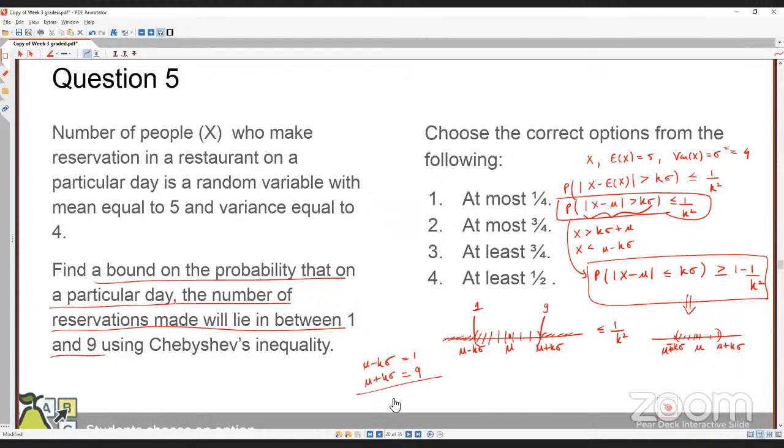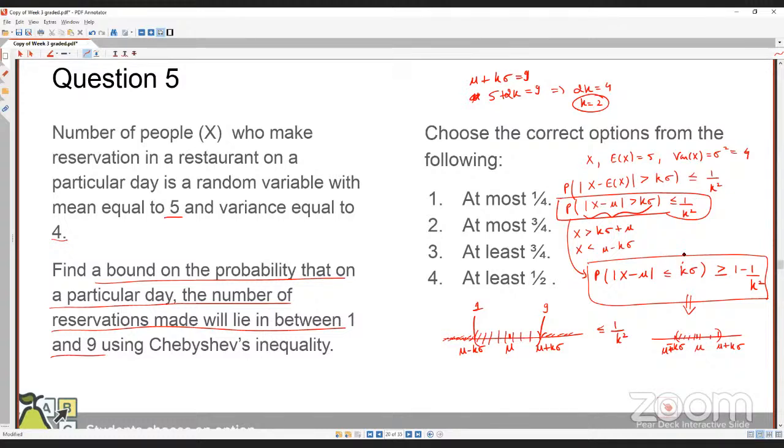Now let's solve this. If I solve this, I will get 2 times mu equals 10, so mu becomes 5. Sorry, mu we already know it is 5. We just have to find K, right? So mu plus K sigma should be 9. We know mu is 5, and sigma square is given to be 4, so sigma will become 2. So 5 plus 2K equals 9. So what will K become? Just 2, right? K will become 2.